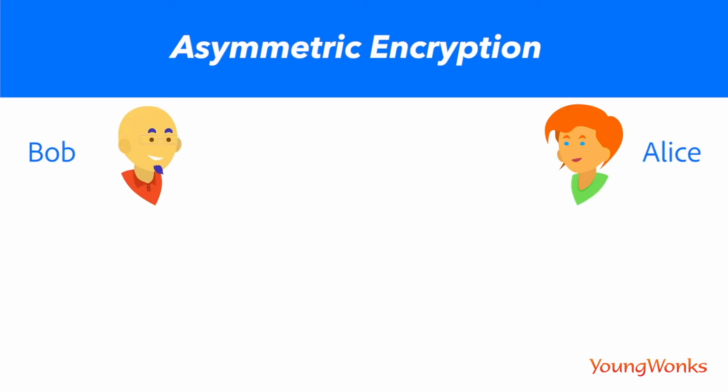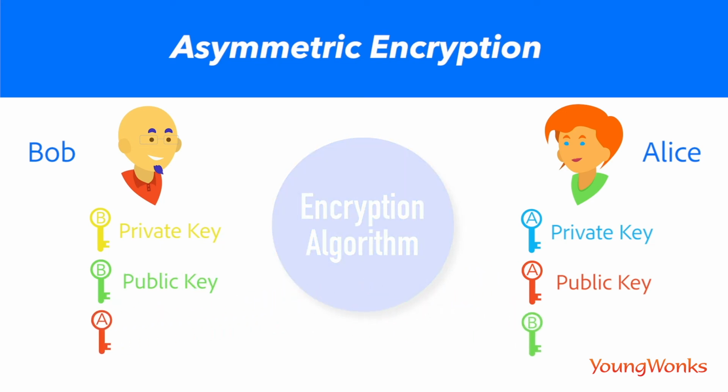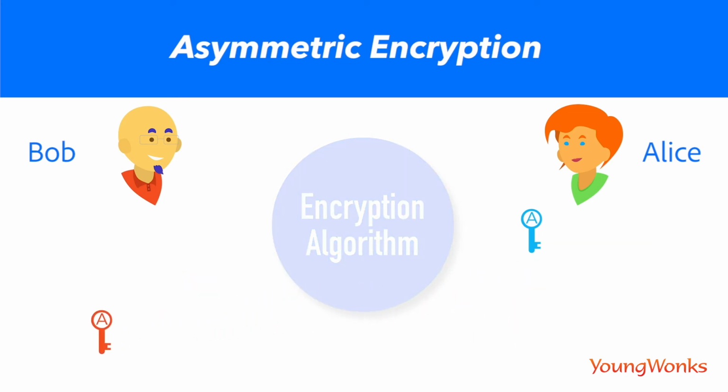Let's say Bob wants to exchange some information with Alice using this encryption technique. At the outset, an encryption algorithm would generate public and private keys for both Alice and Bob. Now, Alice and Bob would exchange their public keys, and when Bob wants to send some information to Alice, he would use Alice's public key to encrypt this message and send it along the network.